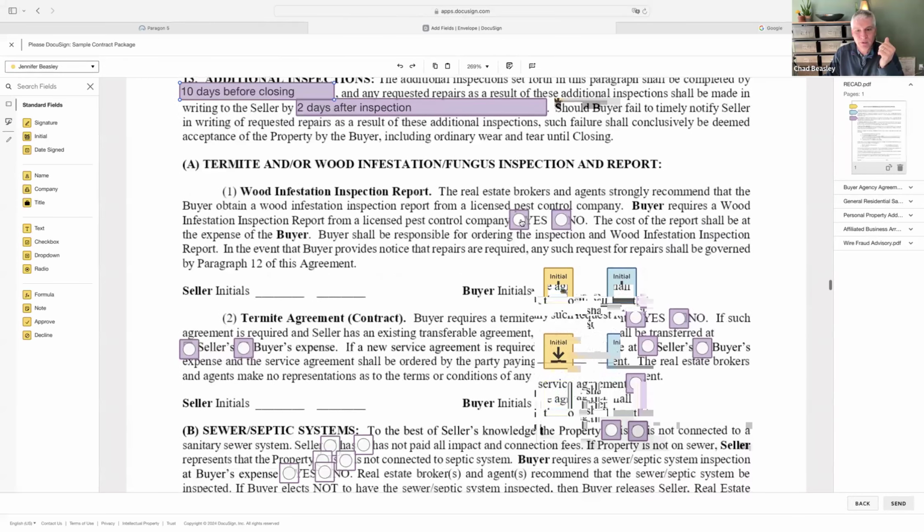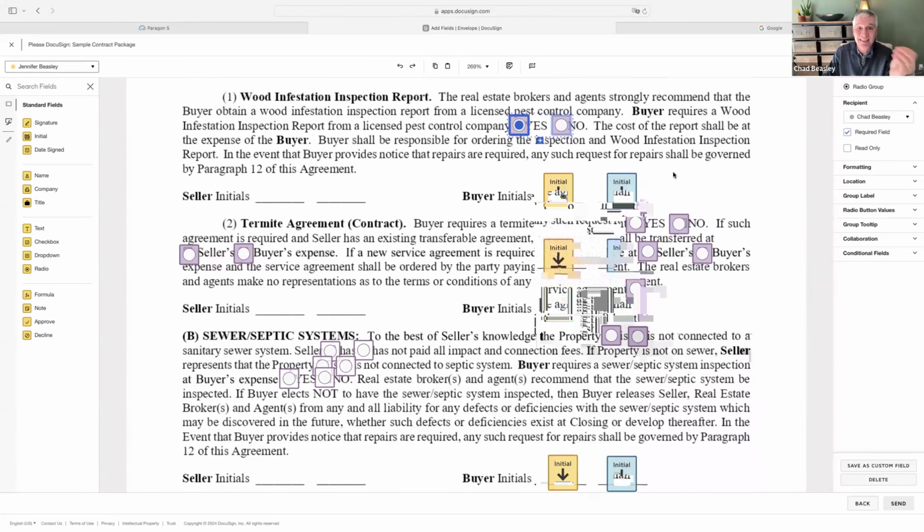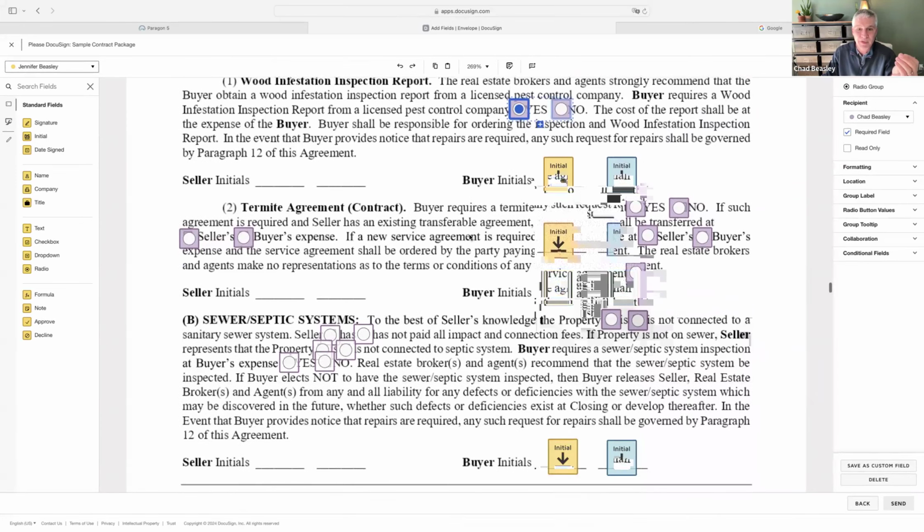Let's see. So wood infestation report, typically you're going to say yes, and it's pre-printed that the buyer is paying for the wood infestation report. That's an inspection. So typically the buyer is paying for the inspection.